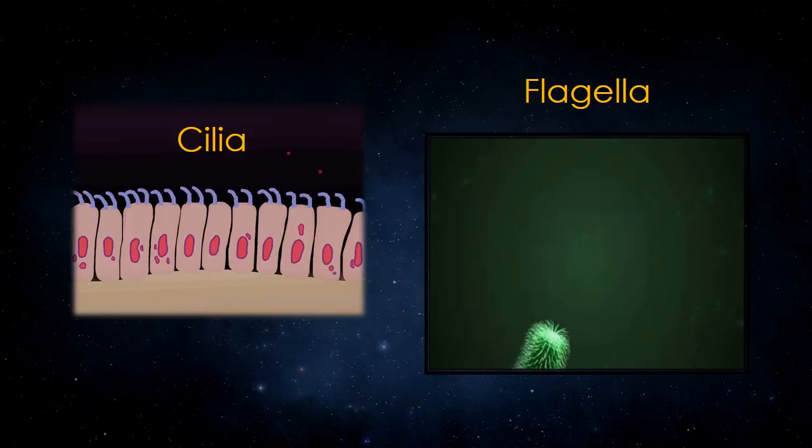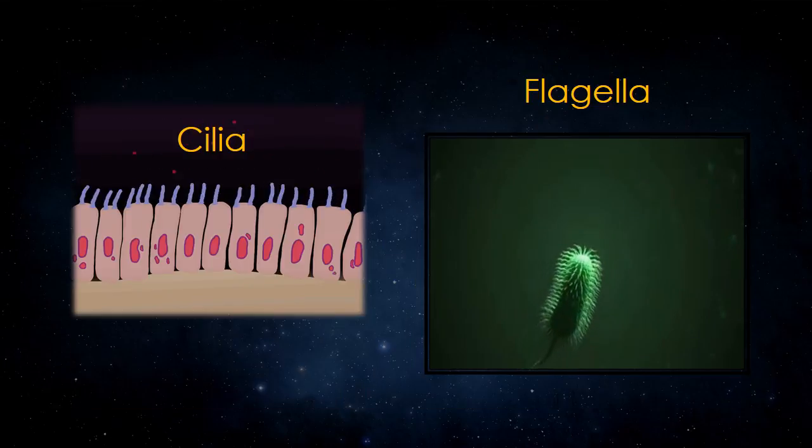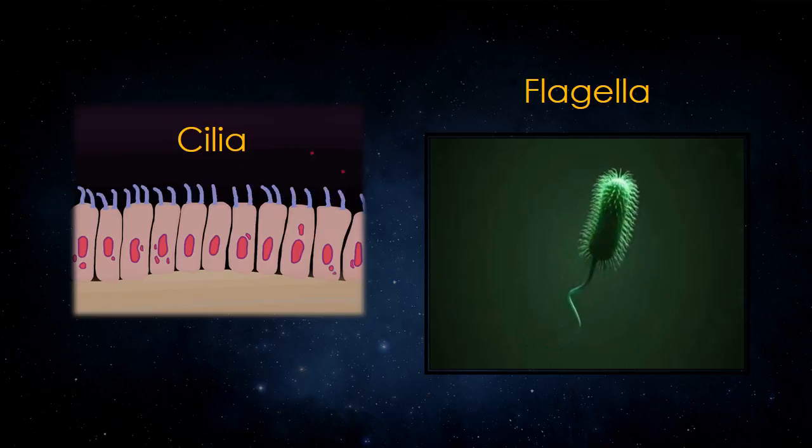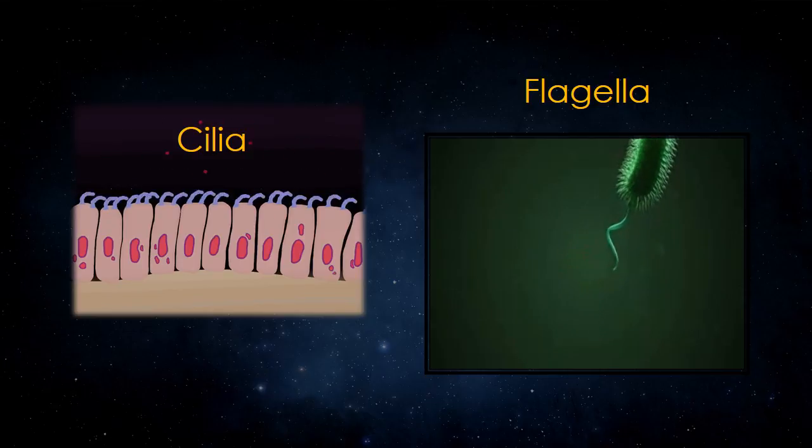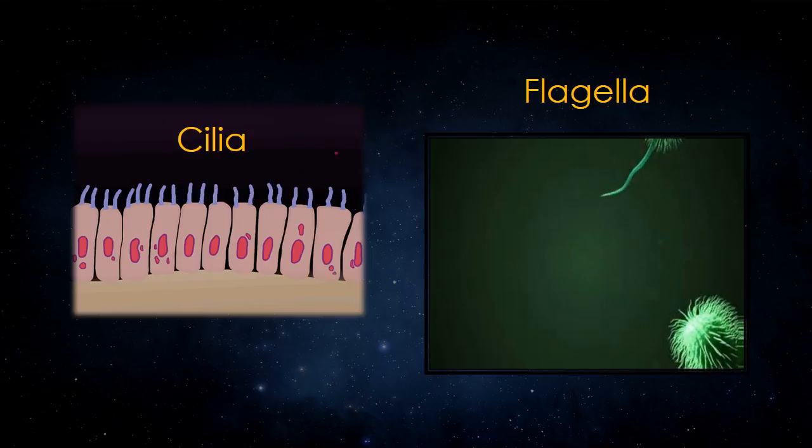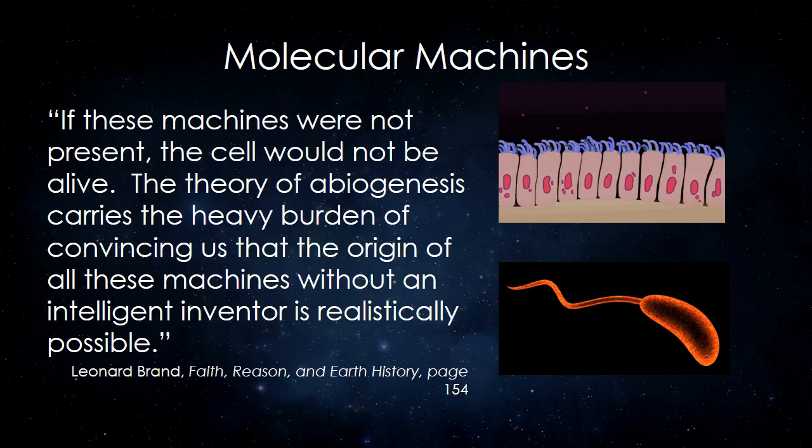This includes the presence of actual microscopic molecular machines, with moving parts just like machines designed by humans. If you haven't already, we recommend that you watch our videos about irreducible complexity and some of the irreducibly complex molecular machines found in nature. If these machines were not present, the cell would not be alive. The theory of abiogenesis carries the heavy burden of convincing us that the origin of all these machines without an intelligent inventor is realistically possible.